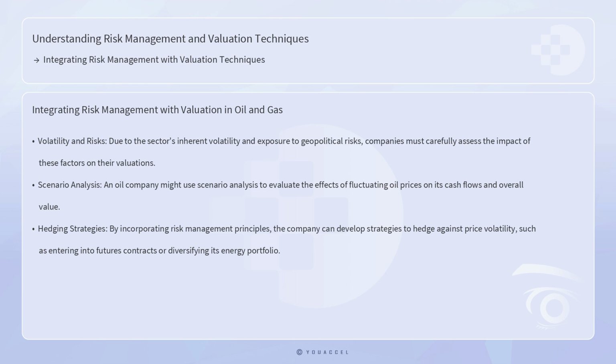By incorporating risk management principles, the company can develop strategies to hedge against price volatility, such as entering into futures contracts or diversifying its energy portfolio. These measures not only help mitigate risk, but also provide a more accurate and stable valuation of the company's assets.